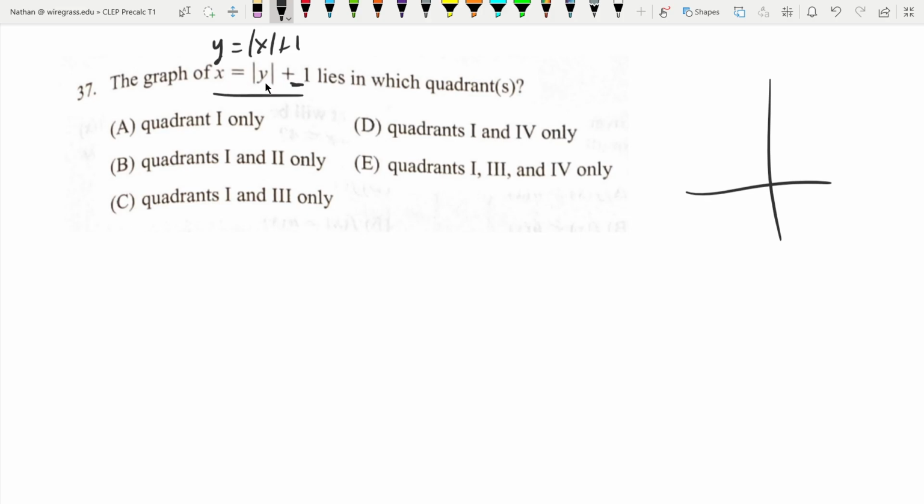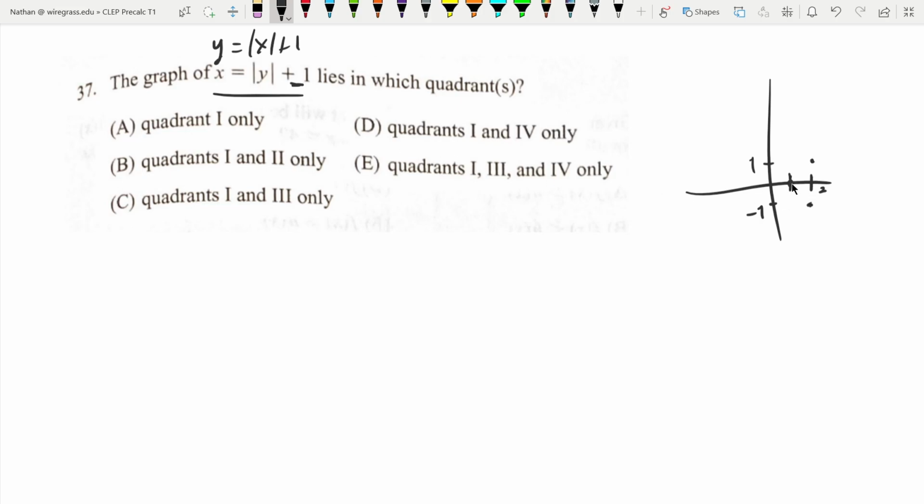If y was -1, we get the absolute value of -1 is 1. 1 plus 1, x would be 2. So an x value of 2 goes to both +1 on the y and -1 on the y, here and here. If y is 0, right, the absolute value is 0, it's not positive or negative, we get 0 plus 1, x equals 1. So we actually get this spot here.